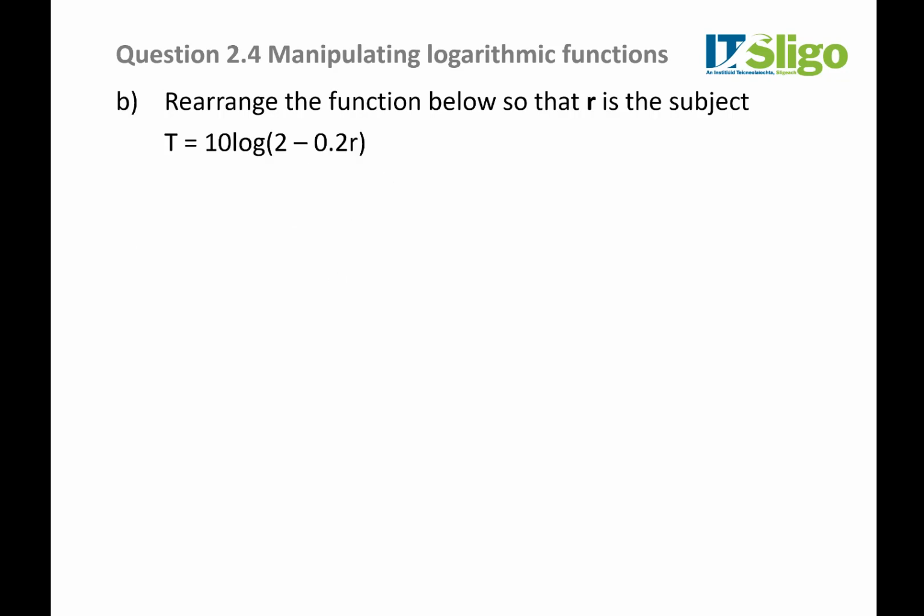And that's our answer. No calculator required. Rearrange this function so r is the subject. So exact same process again. Actually, I'm working, r is on the far right, so I'm literally working from left to right. I need to remove the 10, then the log to the base 10, then the 2, and then the minus 0.2. So first step, divide both sides by 10 to get rid of him. T over 10 is equal to the log of the bracket.